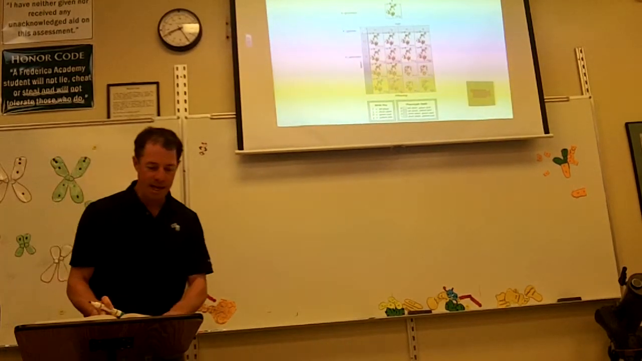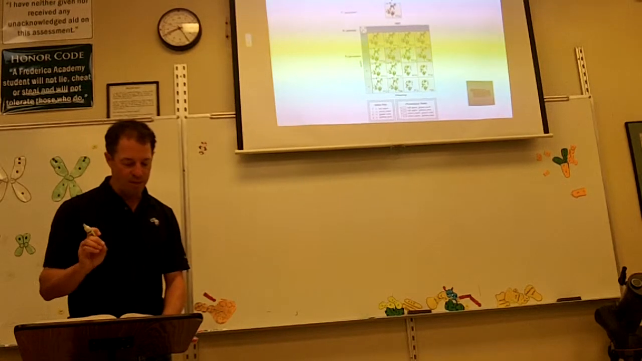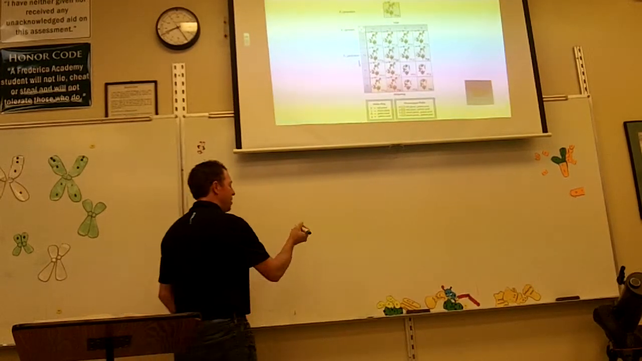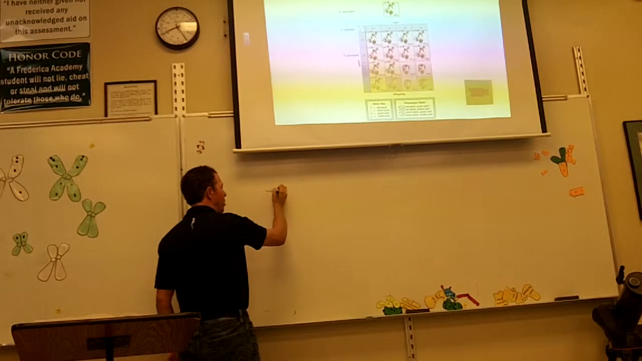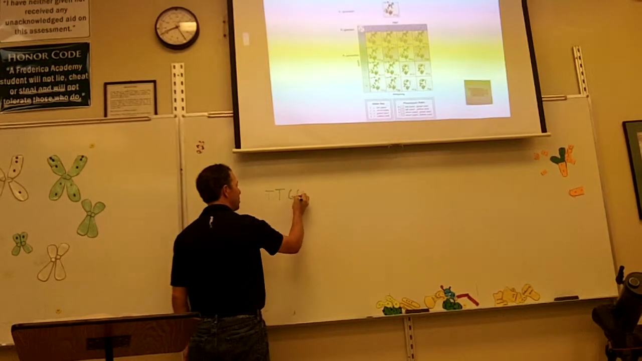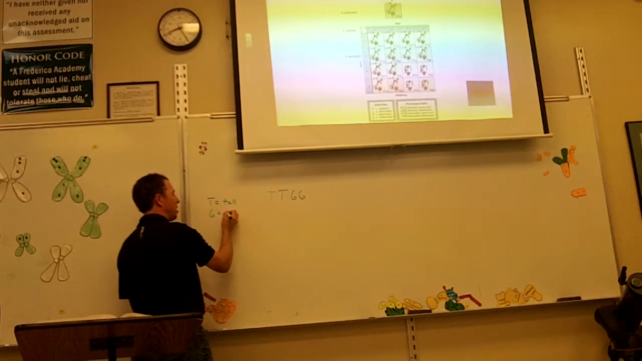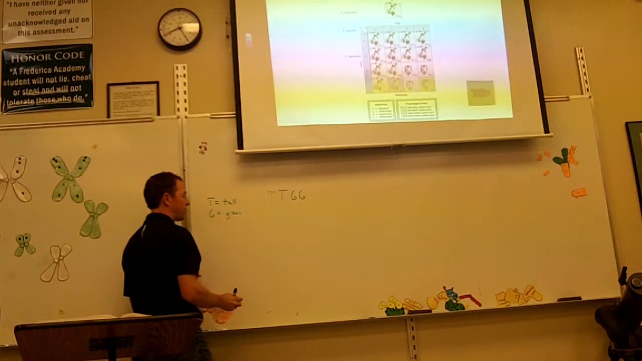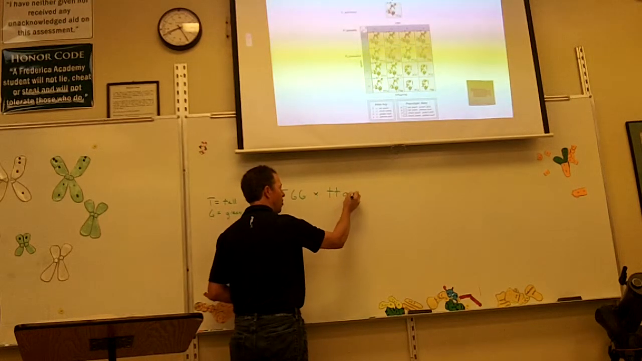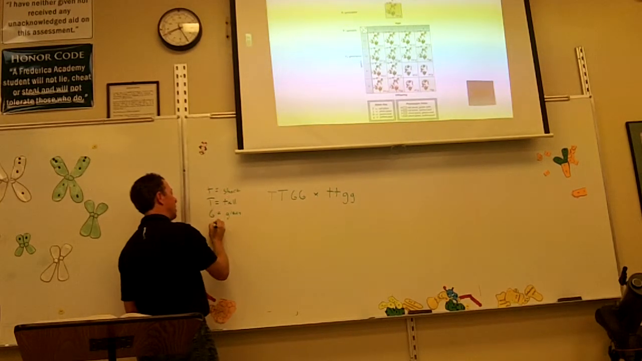On page 198, they show a cross that's a little bit more involved than the ones we've been doing. Basically, Mendel took a true breeding tall plant with green pods. So big T means tall, and big G means green. And he crossed it with a short plant with yellow pods. So little T means short, and little G means yellow.